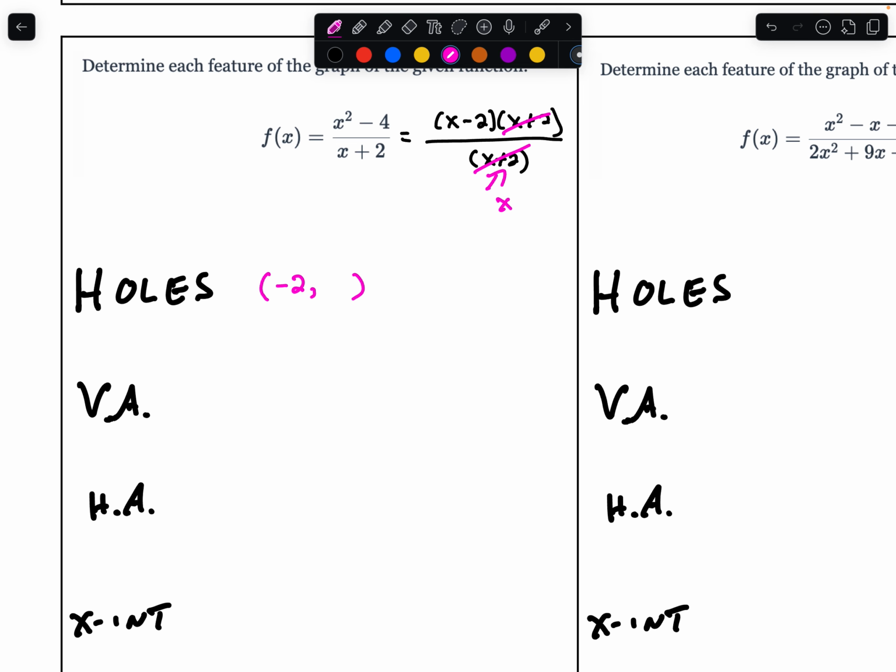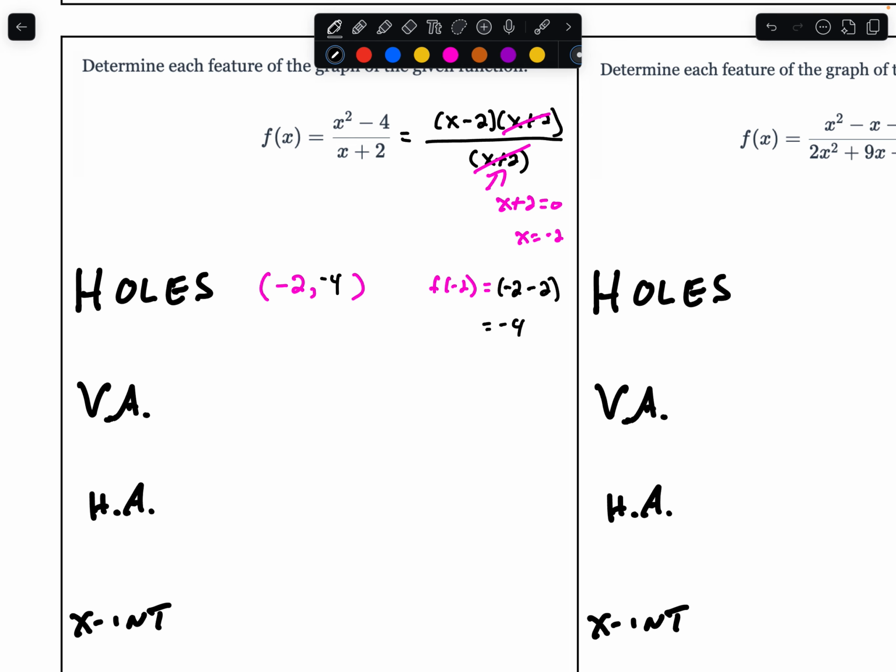Where does this equal 0? If I do x plus 2 equals 0, I get x equals negative 2, so I know there's a hole there. If it disappears and I plug in f of negative 2, the only part left is x minus 2, so negative 2 minus 2 would be negative 4. So there's a hole at the point negative 2, negative 4. That's the part that disappears and goes away.